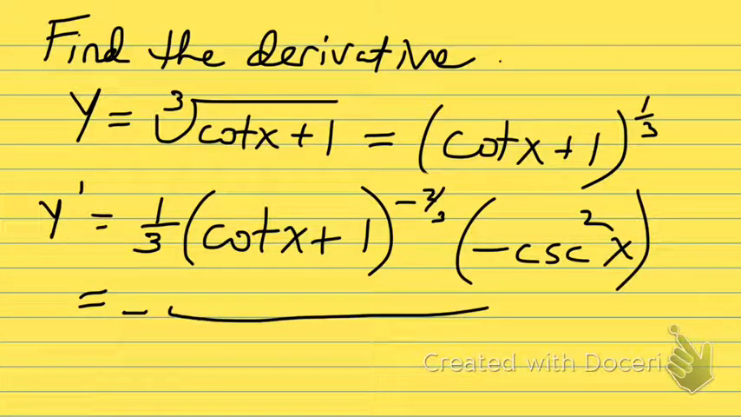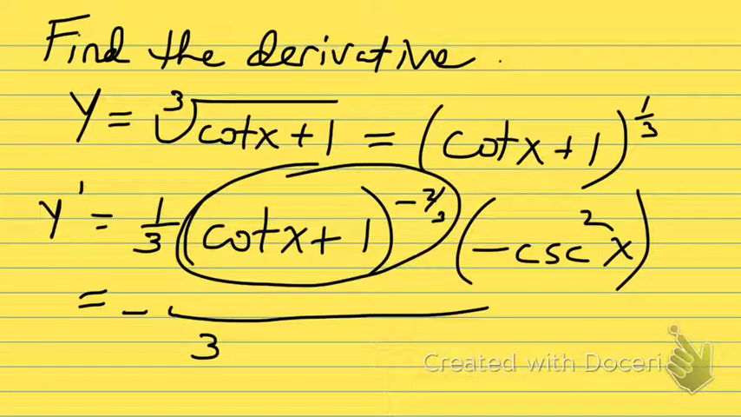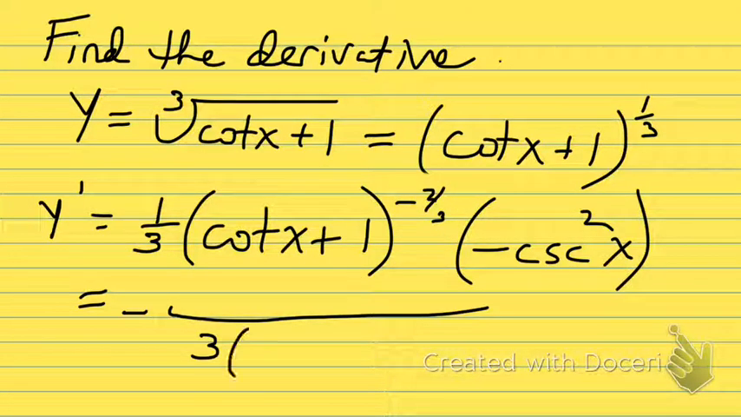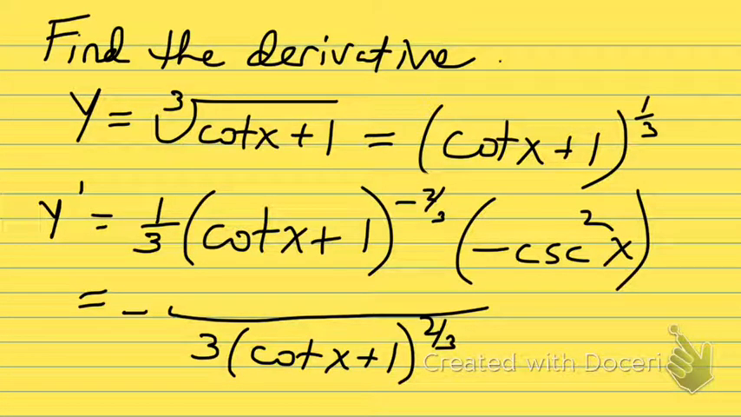The 3 is in the denominator. I can move this base to the denominator to make that power positive. We would have cotangent of x plus 1 to the positive 2/3 power. Up top, I still have cosecant squared of the angle.